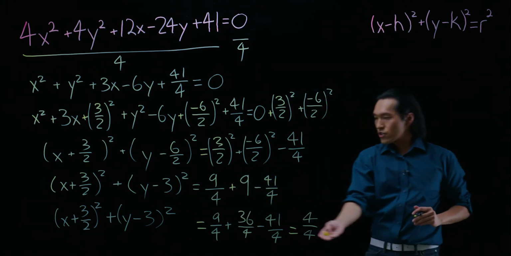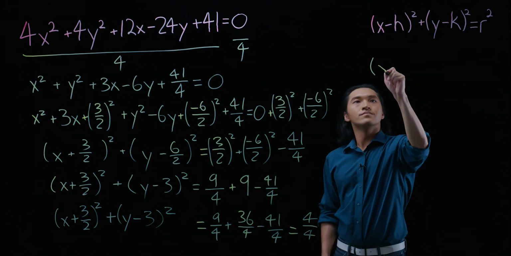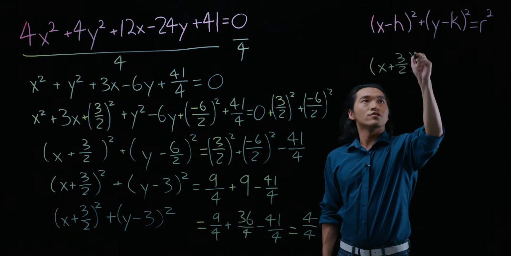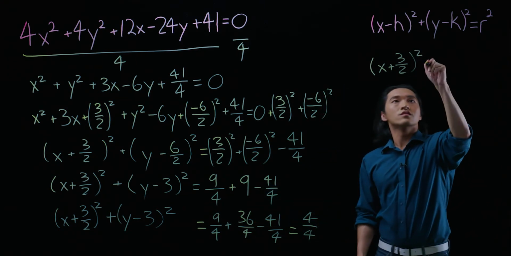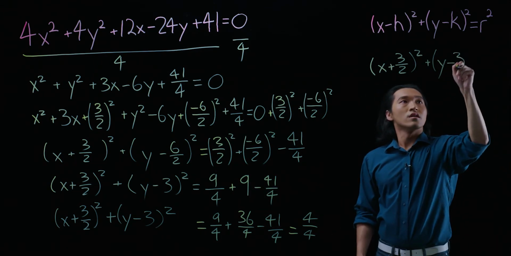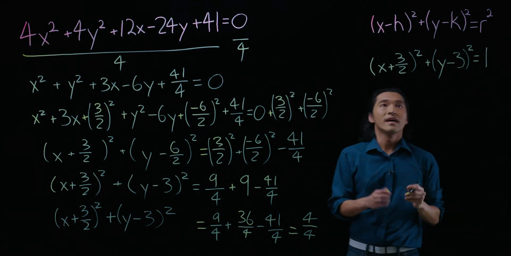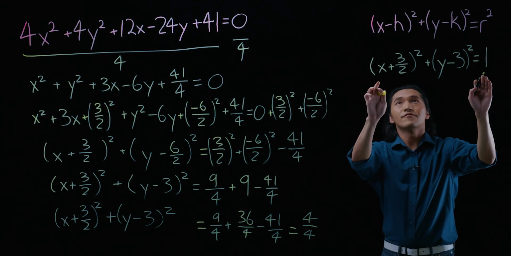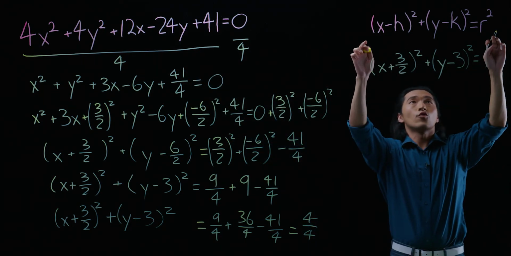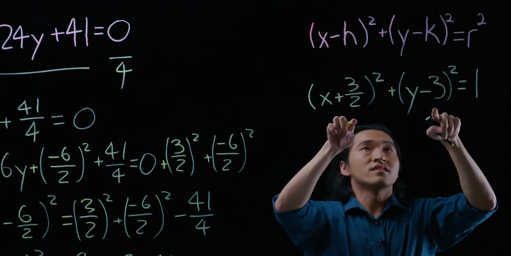So the final equation of everything is going to be x plus 3/2, all of that squared, plus, parentheses, y minus 3, all of that squared, is equal to 1. And this is the final answer for taking this and changing it into the standard form for graphing a circle. Notice the h's and the k's line up.